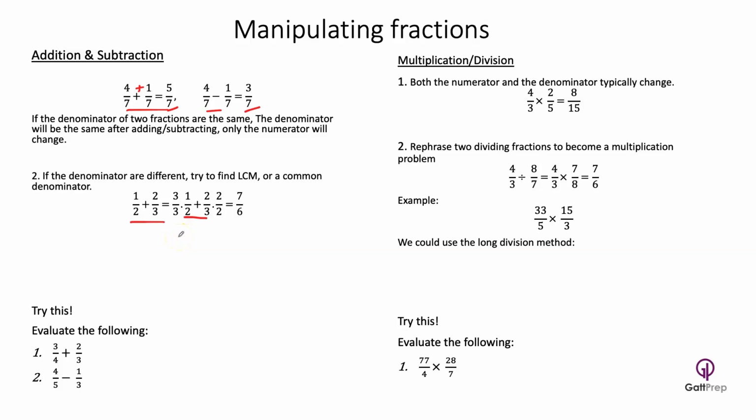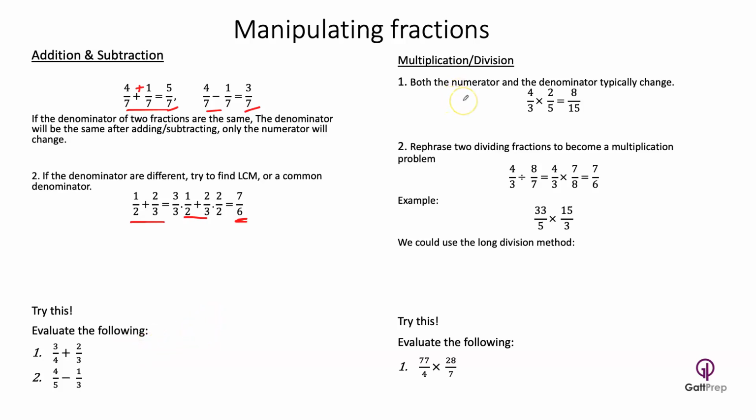And so here you have 3 over 6, and then here you have 4 over 6. Because the denominators are the same, 6 and 6, you can simply add the numerators of the two fractions. So you have 3 plus 4, and here you have 7 over 6. Now try this. Evaluate the following two examples.